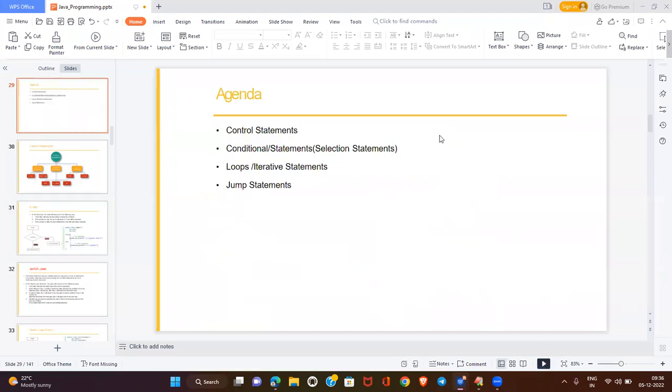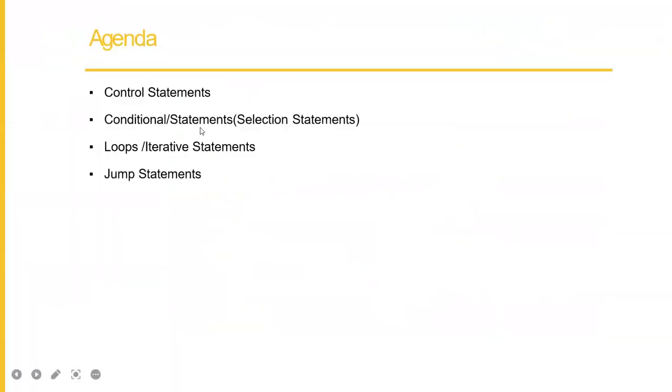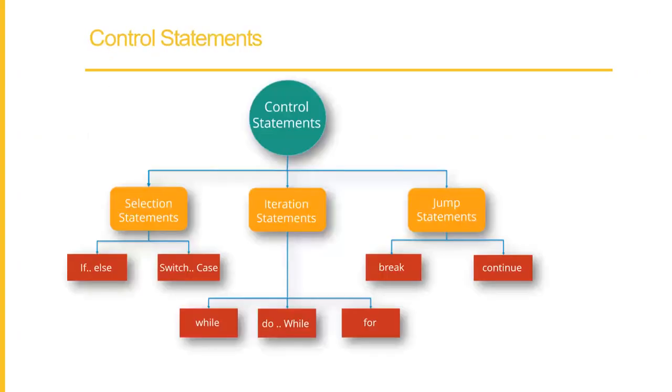Today we move on to control statements: conditional selection statement, looping or iterative statement, and jumping statement. Why do we use these statements in Java programming? To control the programs based on some conditions, so we need to write some conditions. We have different kinds of statements in our Java program. So here, these are the control statements.